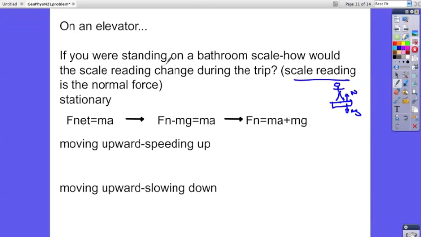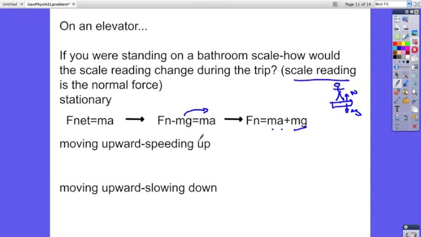Now, it's the normal force, it's the scale reading that we're curious about, so I solved for that. I added that to both sides. So the normal force equals your mass times your acceleration plus your weight, your mass times gravitational acceleration. So I want to see how this normal force compares to your weight.